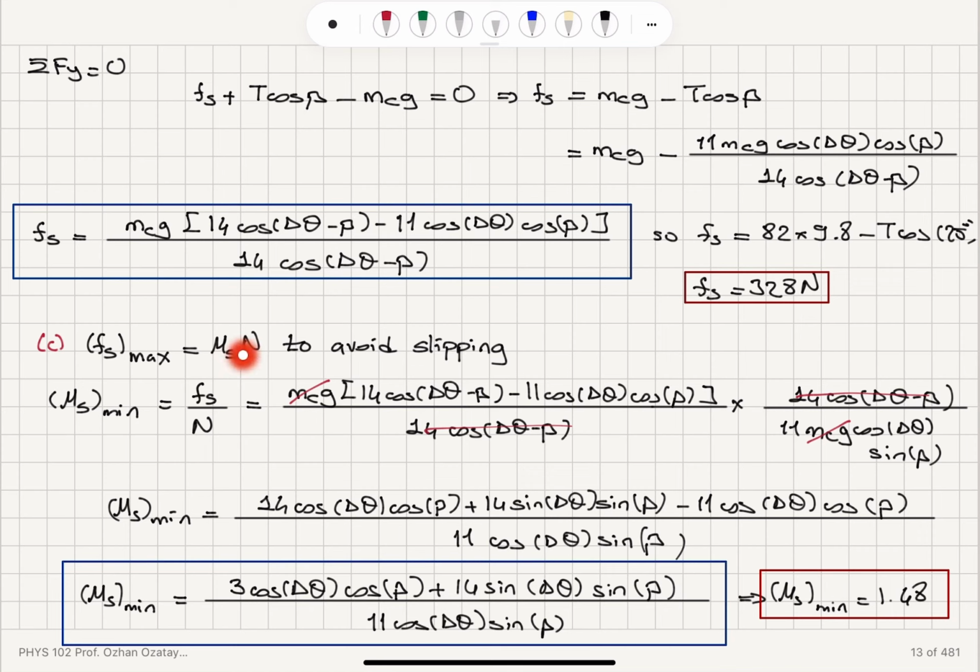So if I substitute for static friction and the normal force what I found in part B, I can see the static friction is given by this expression, which has a numerical value 1.48. If the coefficient of static friction is greater than this minimum value, then that means having this static friction has not reached the maximum value yet, so this static friction will hold and will avoid the slipping of the climber.